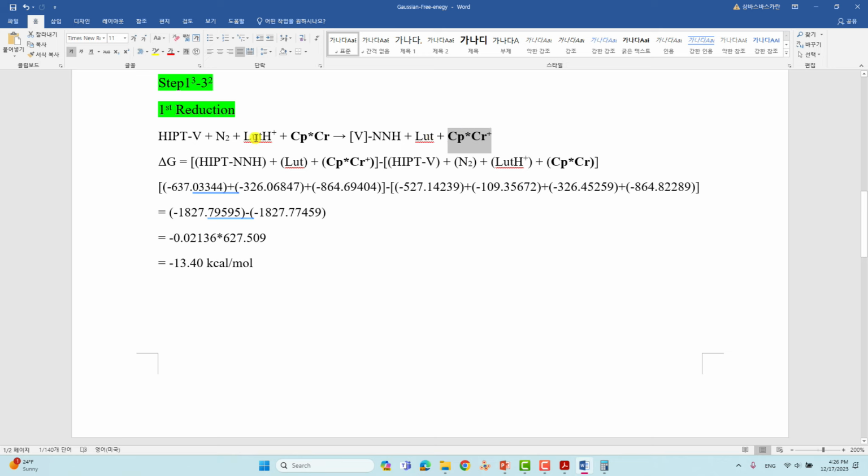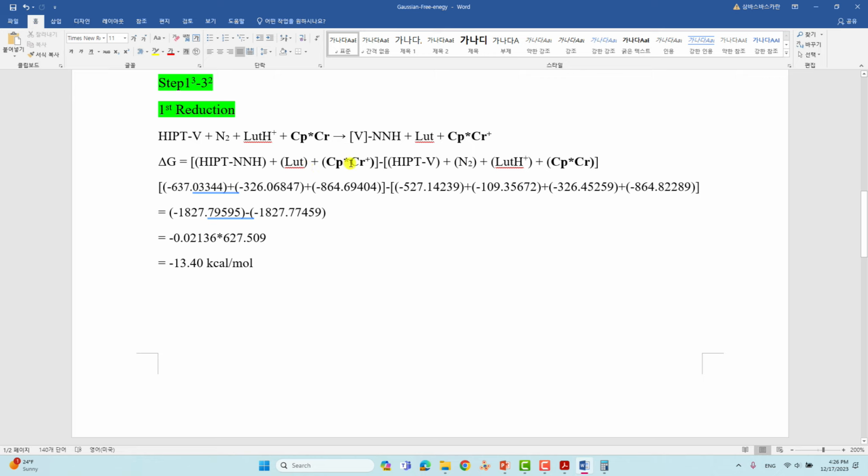So these are the things where we have to put all the energies, then we will get our Gibbs free energy. Then we will calculate the Gibbs free energy. This is delta G equal to HIPT NNH, the reduced product, then lutetium. So on the left side, the product, we have to mention.